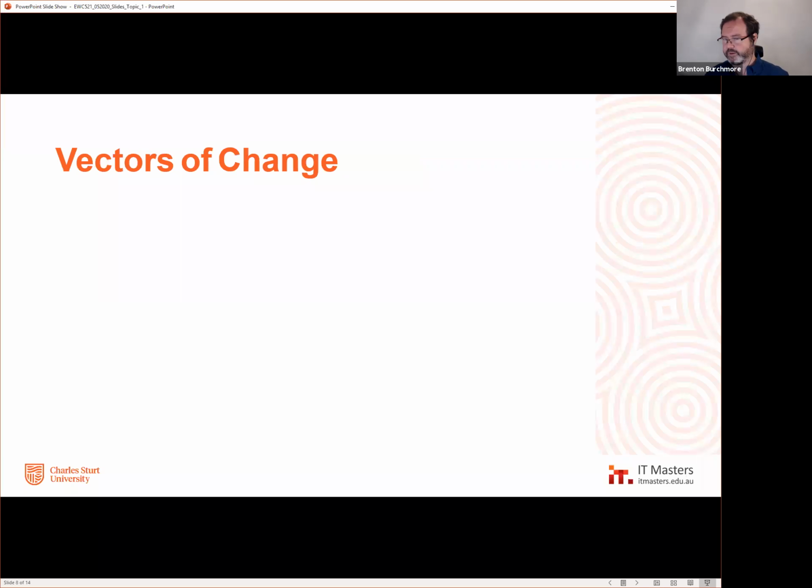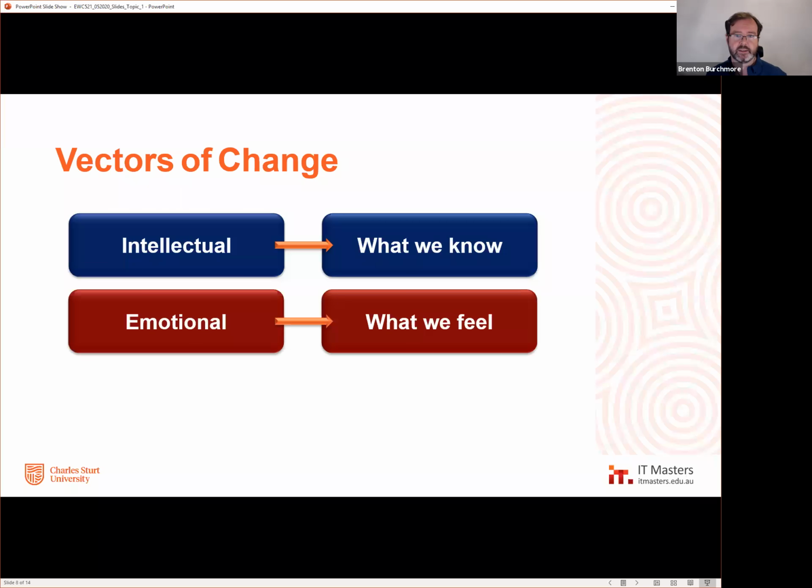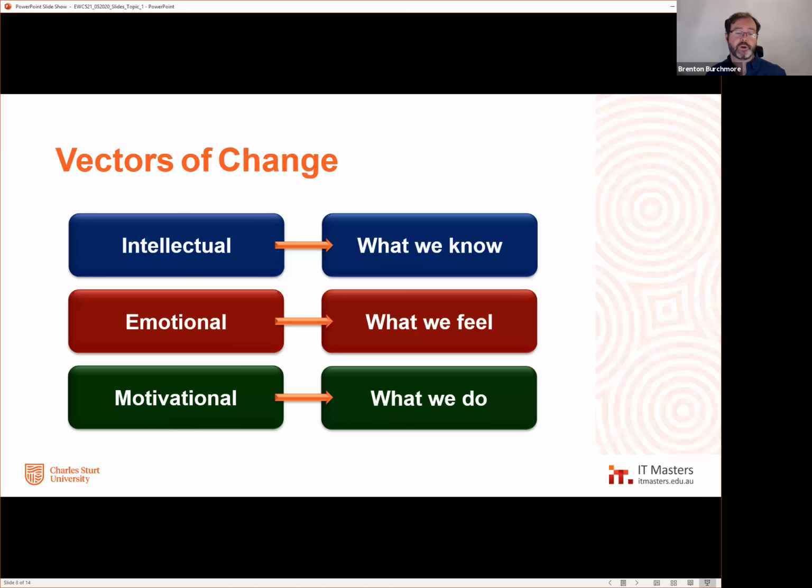Let's go through the fundamental principle. I mentioned before there were different colors, and those colors are describing a concept known as the vectors of change. The vectors of change are the three different ways or directions of change that occur during a communication. There's the intellectual change, the change in what we know. That's just knowledge, we gain something that we understand. The second is the emotional change, the change in our emotional state as a result of what we've just learned. And the third is a change in what we're going to do as a result, a change in our decision-making.